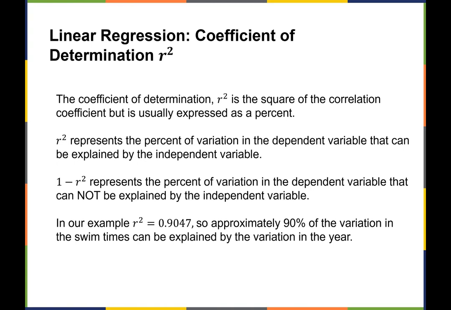The second value we're going to look at to decide how good our models are is the coefficient of determination. That is R squared. It's literally our R value, and you square it. It is usually expressed as a percent. So R squared represents the percent of variation in the dependent variable that could be explained by the independent variable. And 1 minus R squared represents the percent of the variation in the dependent variable that could not be explained by the independent variable. So in our example, R squared was 0.9047. So we say approximately 90% of the variation in the swim times can be explained by the variation in the year. All right, well, that's pretty much all of chapter 12.